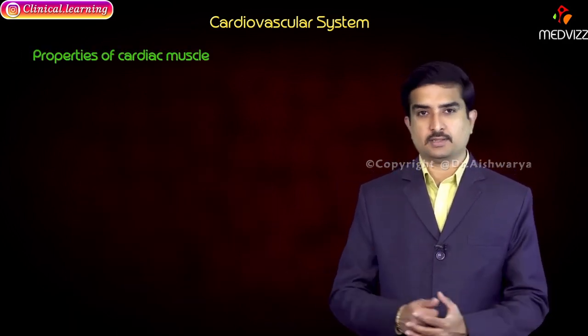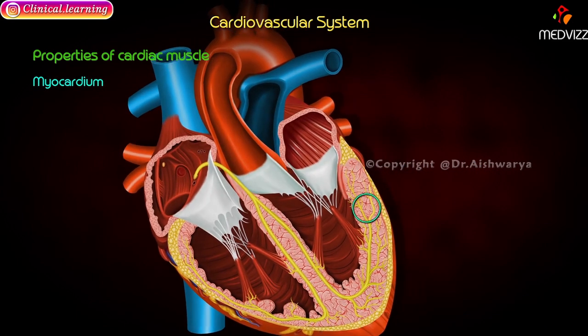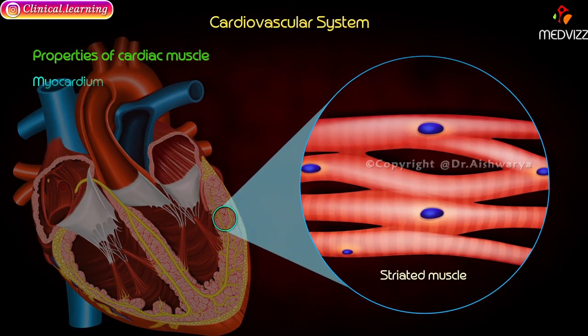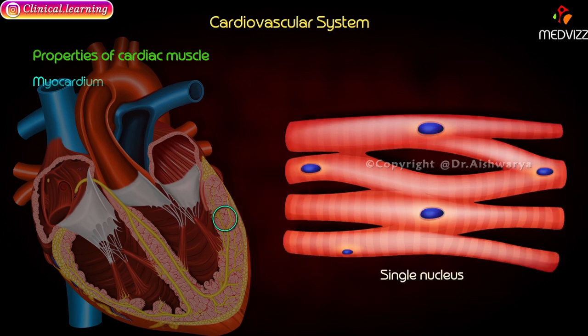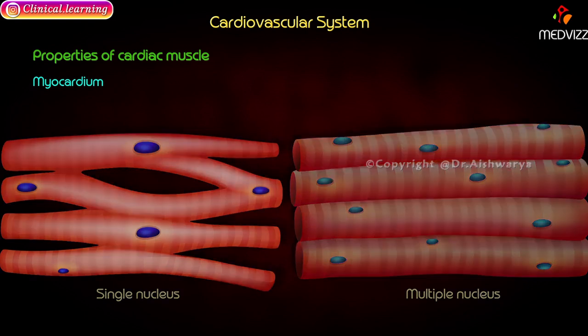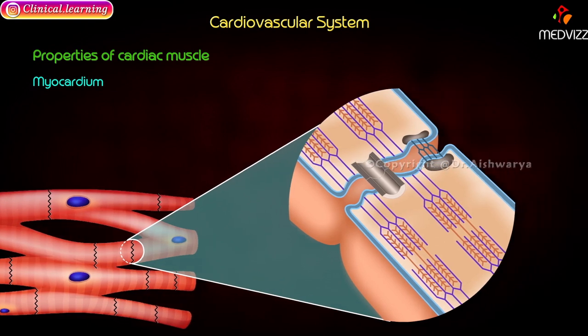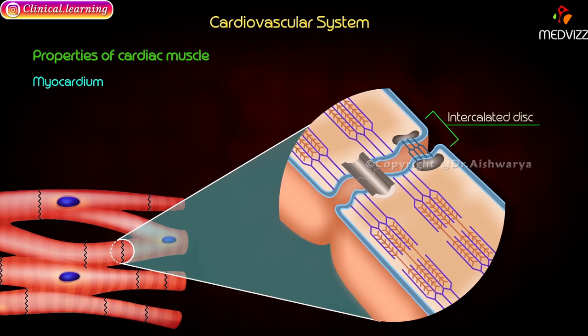Now let us talk about the properties of the cardiac muscle. First we will deal with the myocardium. The myocardium is a striated muscle. This is the only thing common to skeletal muscle. The myocardium has a single nucleus, whereas in the skeletal muscle fiber you have multiple nuclei. And there is a specialized structure present in the myocardial fiber called the intercalated disc, located at the Z line of the sarcomere.